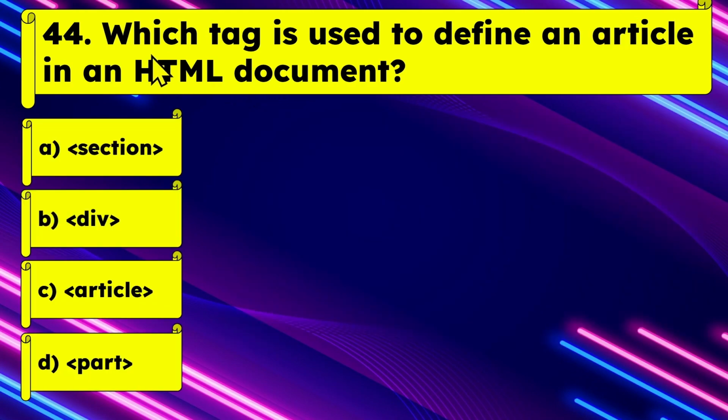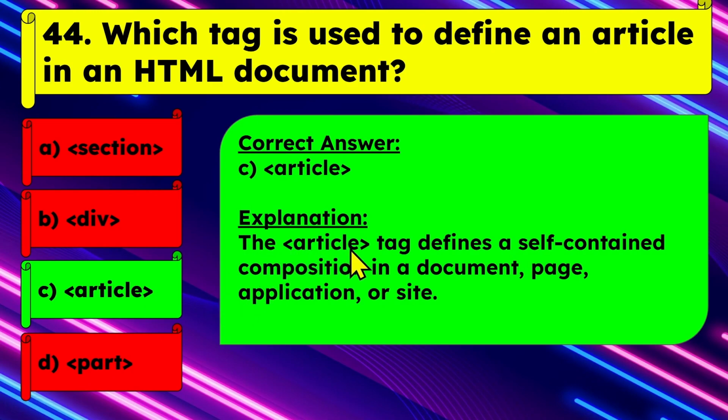Our next question is, which tag is used to define an article in an HTML document? Option A, section tag, option B, div tag, option C, article tag, or option D, part tag. So definitely here the correct answer is option C. You can see article tag defines a self-contained composition in a document, page, application, or a site.